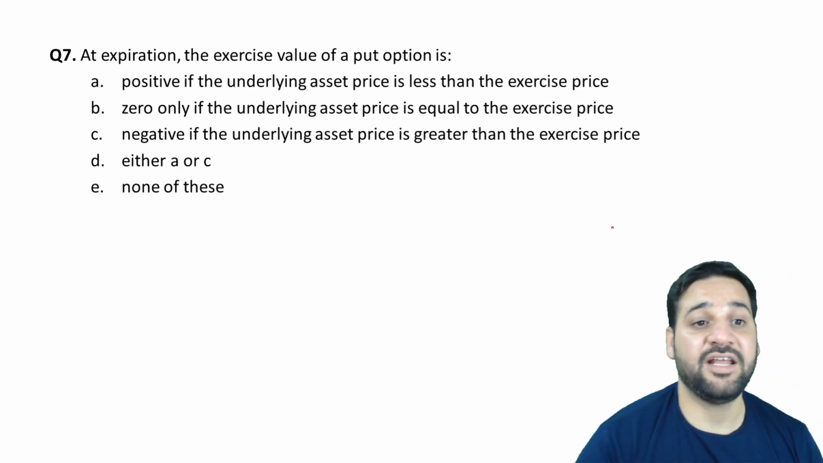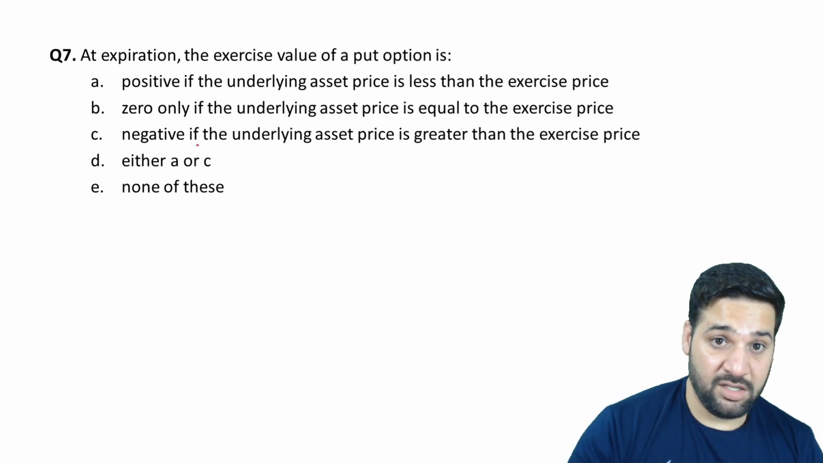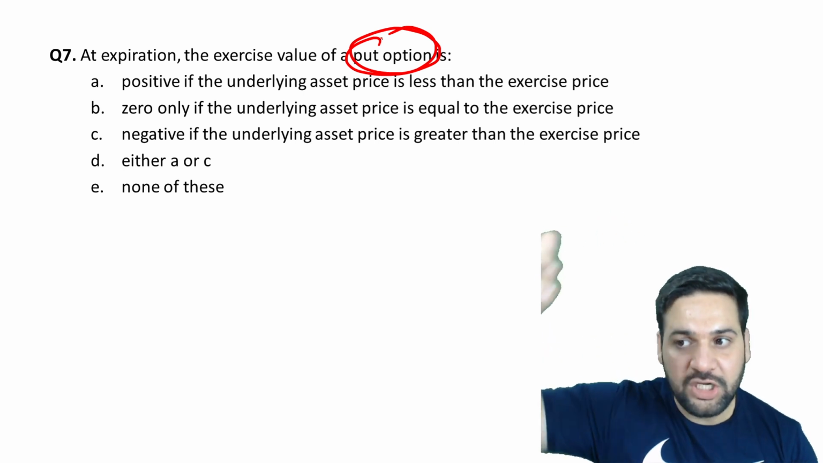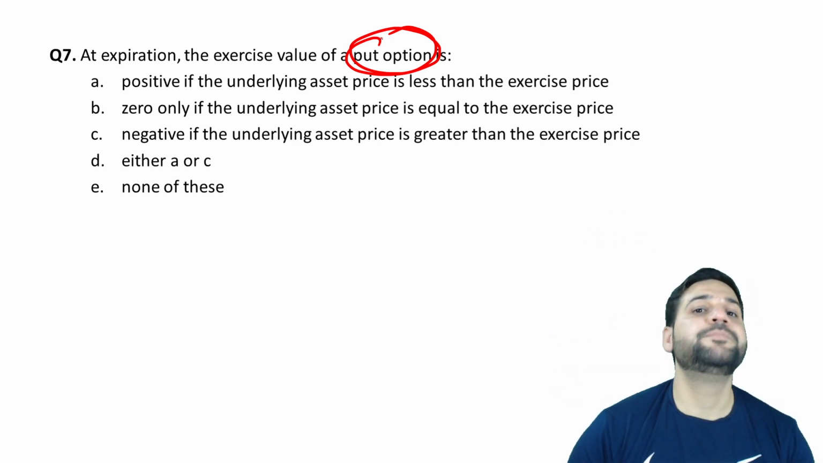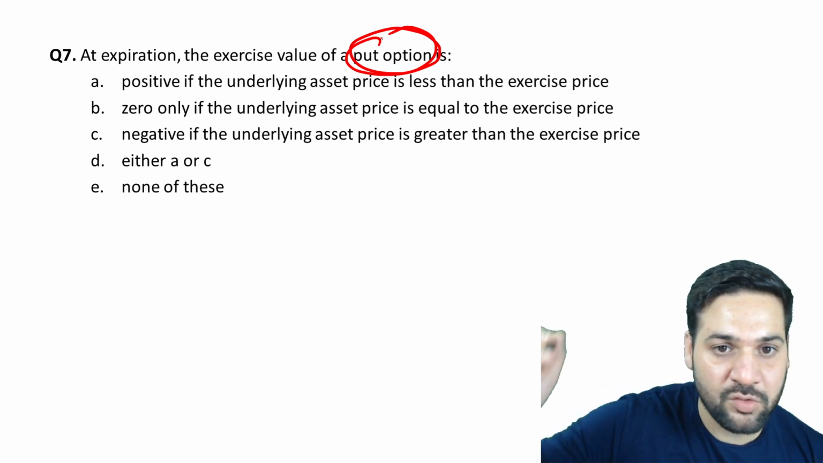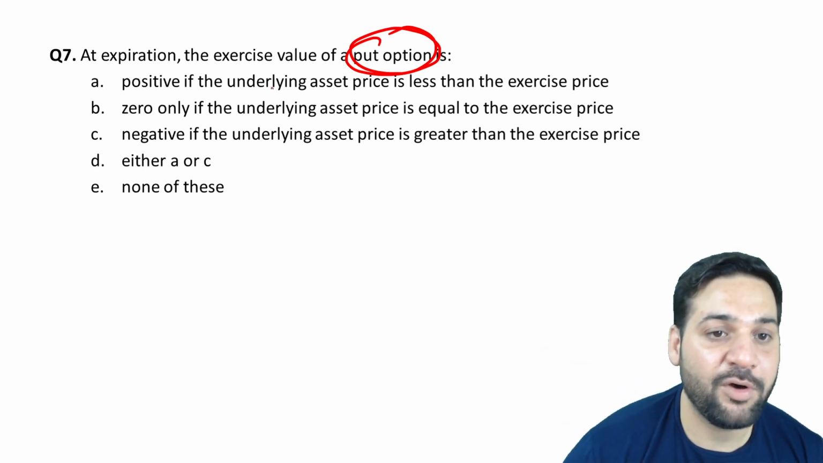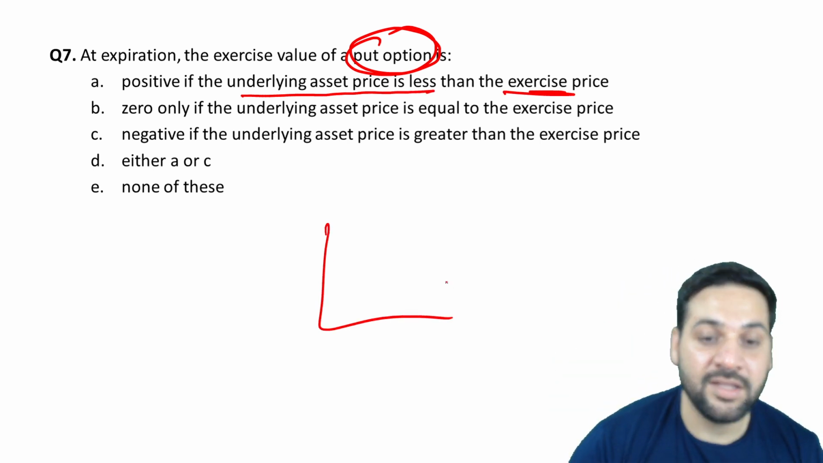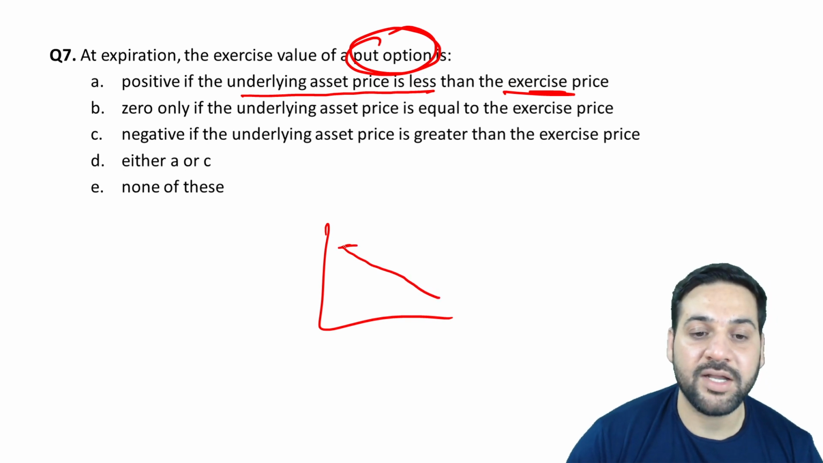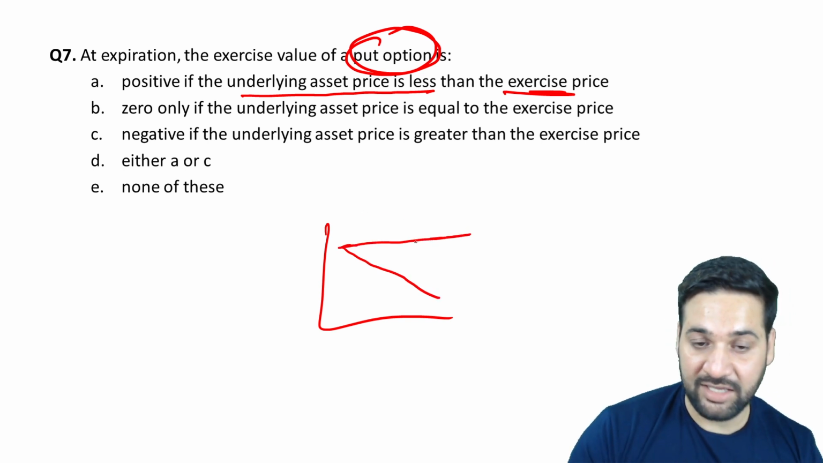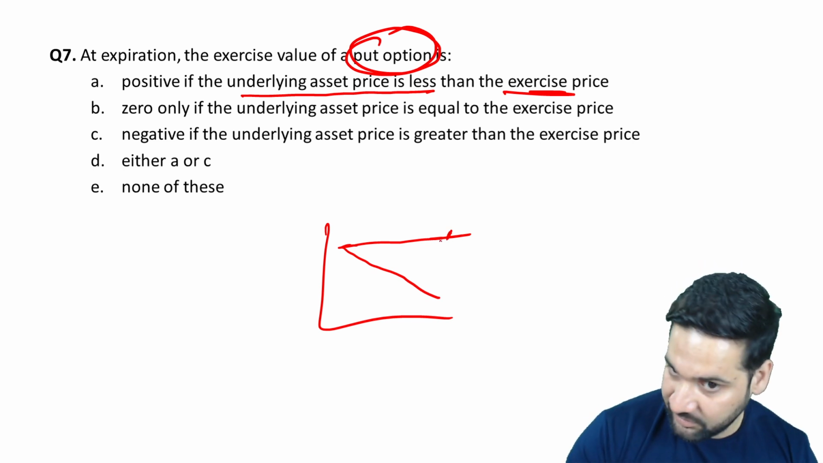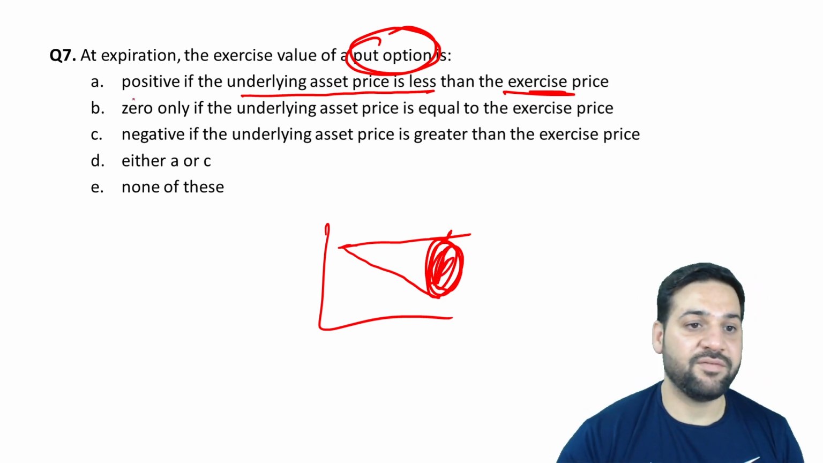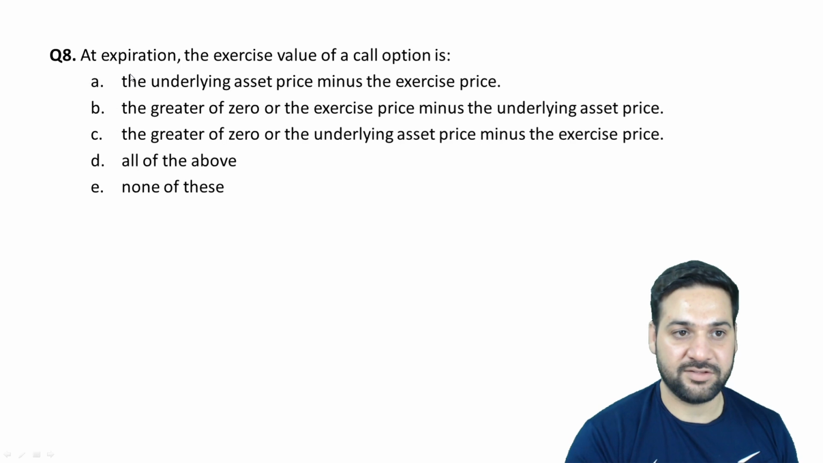See, at expiration, the exercise value, in case of a put option, please remember we are talking about a put option. If the market goes down, you'll make money. If you bought a put option and the market goes down, you'll make money. So it'll be positive if the underlying asset price is less than the exercise price. You were assuming that the market would go down and you bought it here. If the underlying asset price is less than the price at which you purchased, you made this much money. So it is positive if the underlying asset price is less than the exercise price.